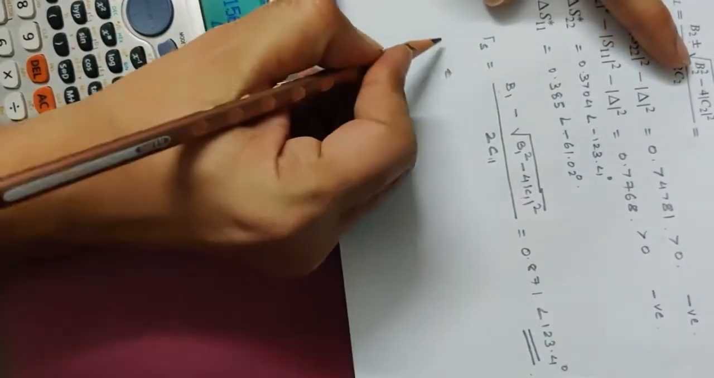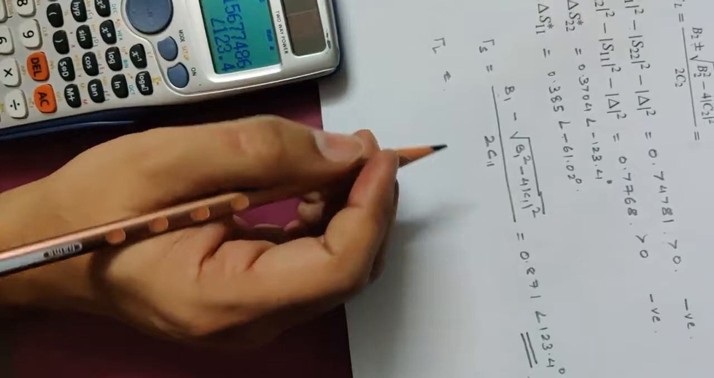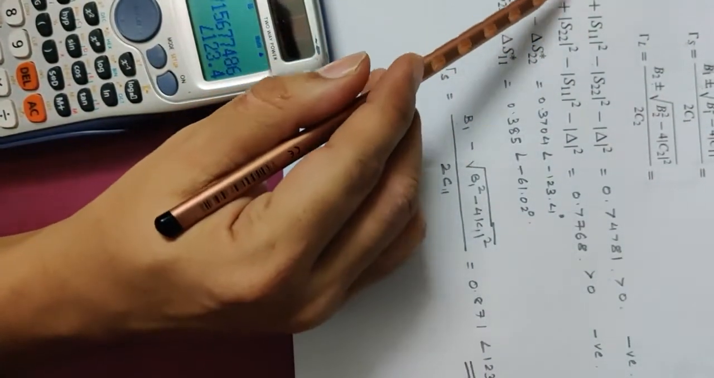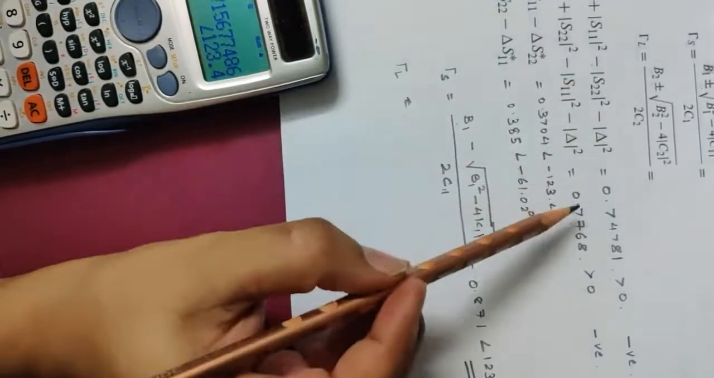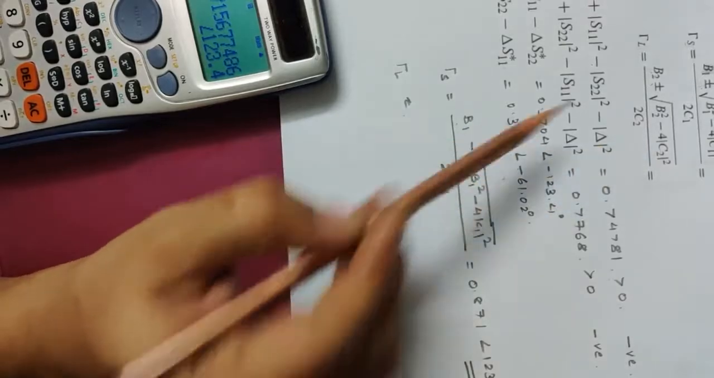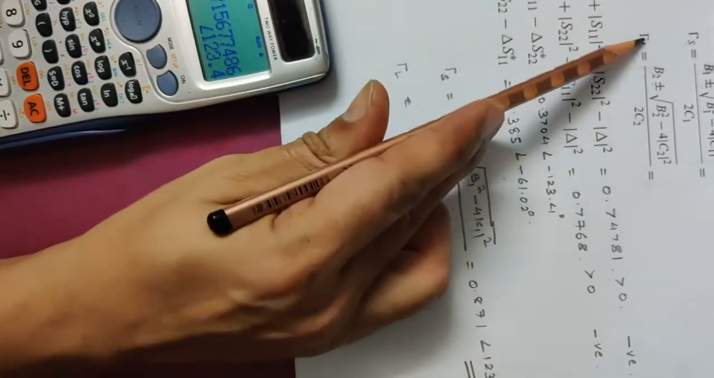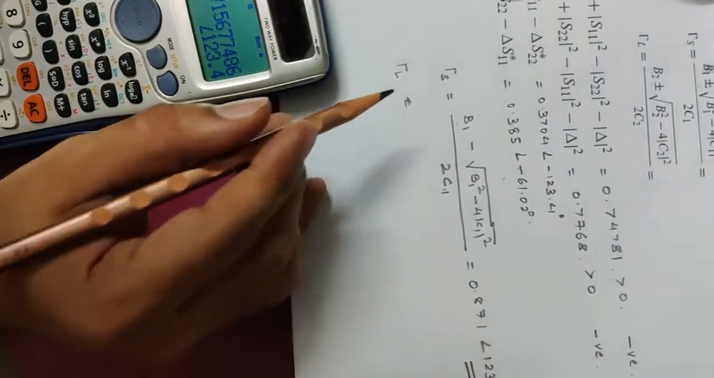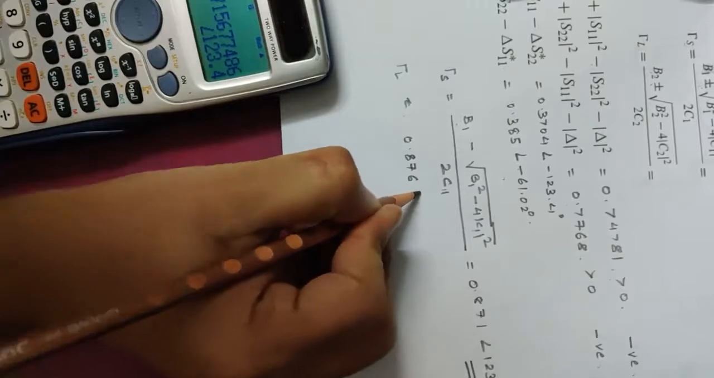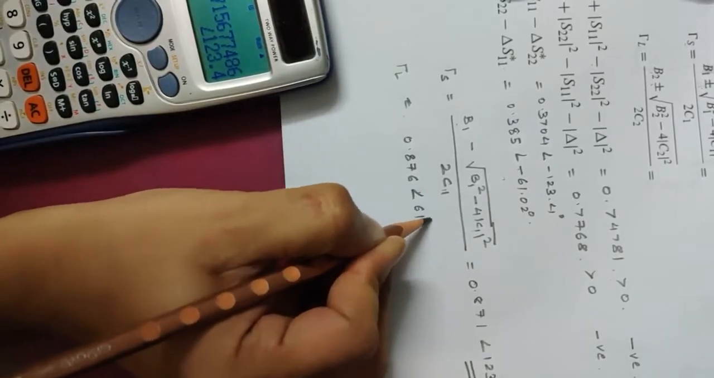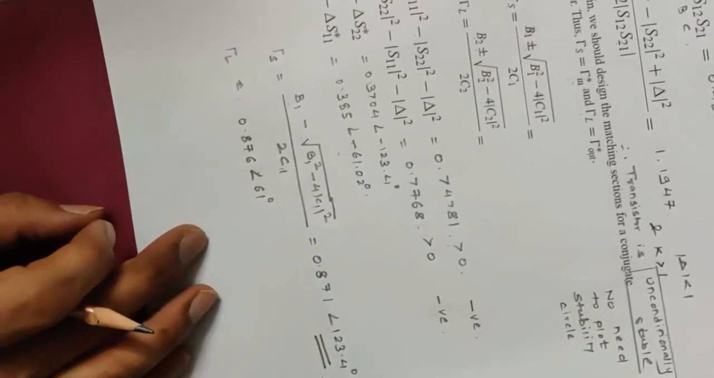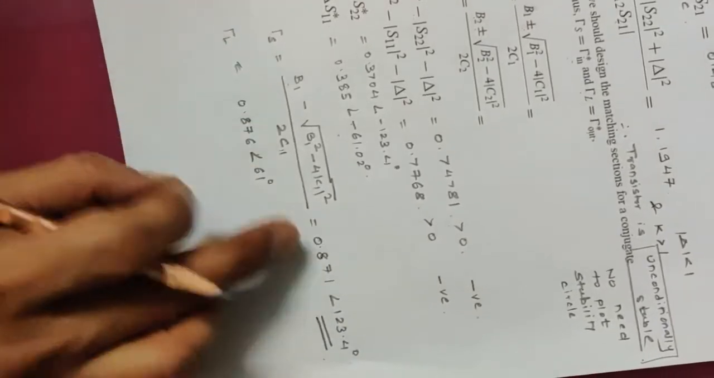So similarly one can calculate gamma L. I am not showing the calculation for gamma L, just I will mention this thing. B2 is 0.7768 and C2 is this. So you can store this as B and C, and one can calculate gamma L. So gamma L turns out to be 0.876 angle 61 degree. Okay, so we have calculated gamma S and gamma L.